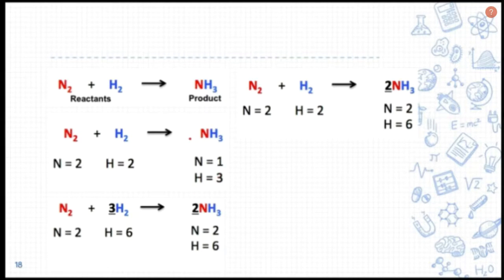And now we're obviously going to need to balance this. To make the nitrogens balanced, we're going to have to add a coefficient of 2 there. Now the nitrogens are balanced. But now we see that the hydrogens aren't balanced because there's a 6 there. To make them equal, you're going to have to add a coefficient of 3 here. So this would be the final balanced chemical equation.